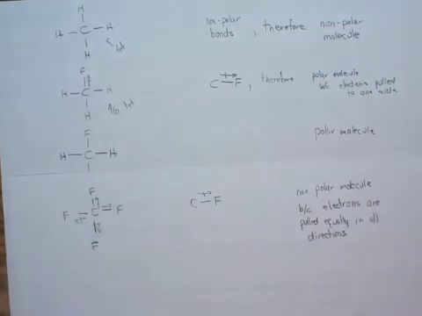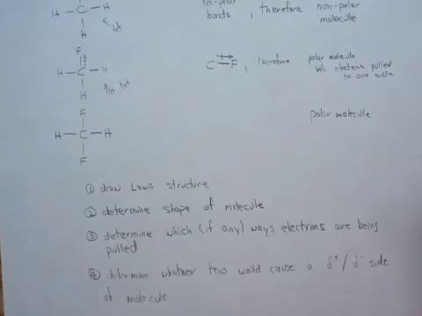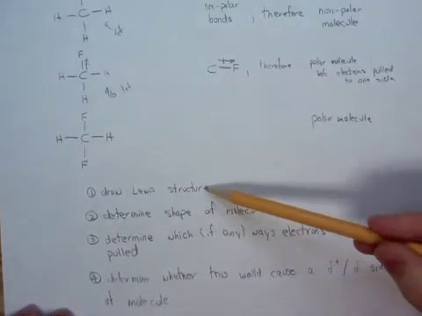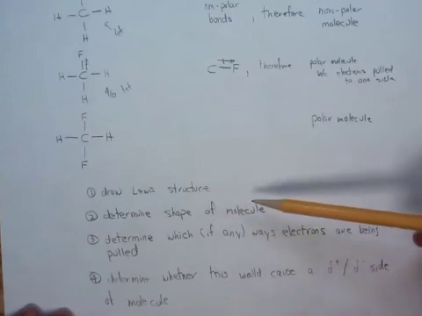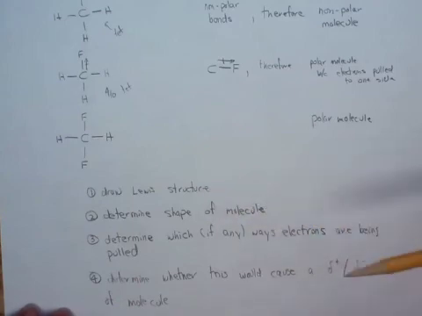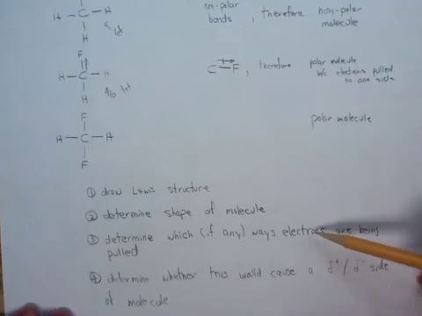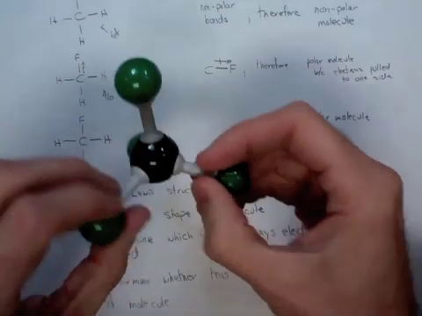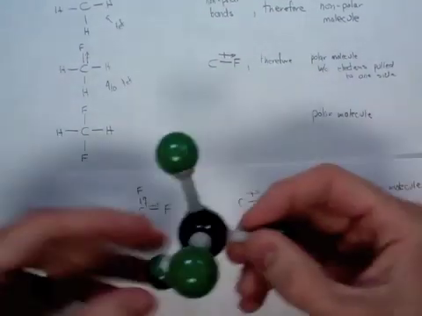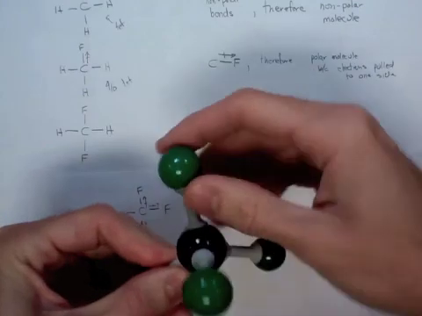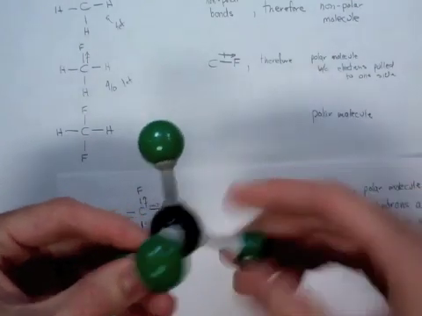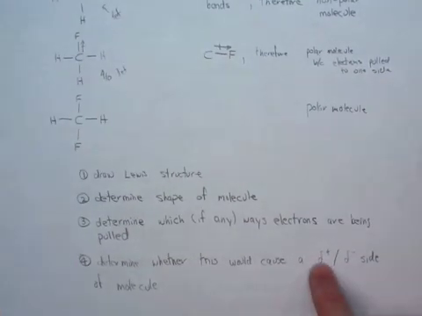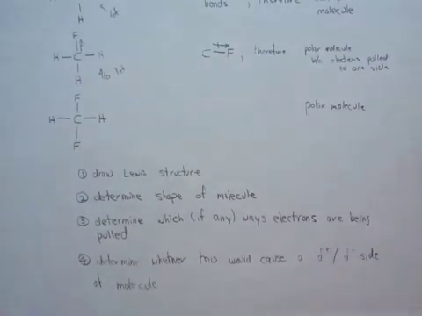Just to sum up, if you want to figure out whether the molecule is polar, first draw the Lewis structure. Based on the Lewis structure, determine the shape of the molecule. Then determine which ways, if any, the electrons are being pulled. For example, for this molecule here, you would need to realize the electrons are being pulled equally around that tetrahedron, and then determine whether all of that pulling would cause either a positive side or a negative side of the molecule.